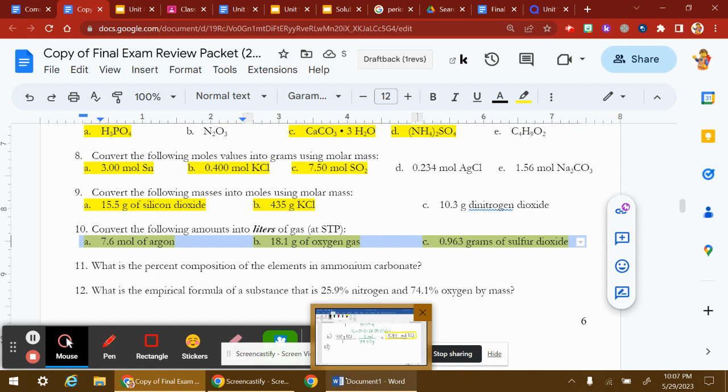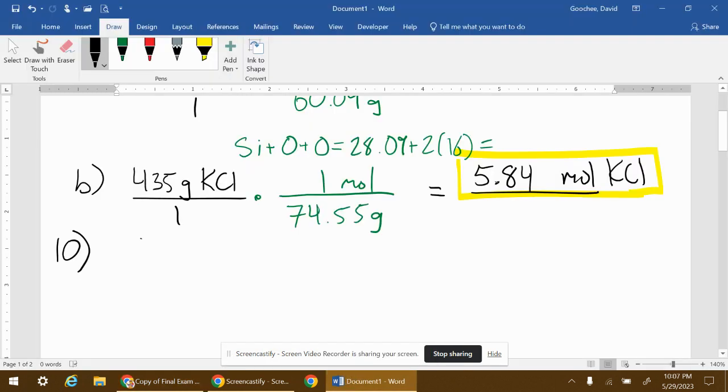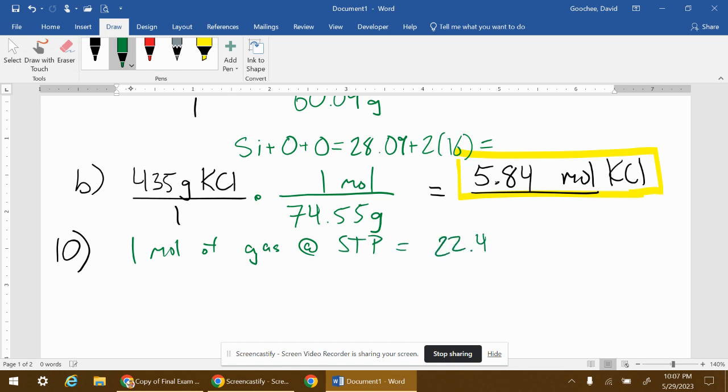So, 1 mole of gas at STP equals 22.4 liters. All right, 22.4 liters per mole. Doesn't matter the type of gas. If it's at STP, it is 22.4 liters per mole.